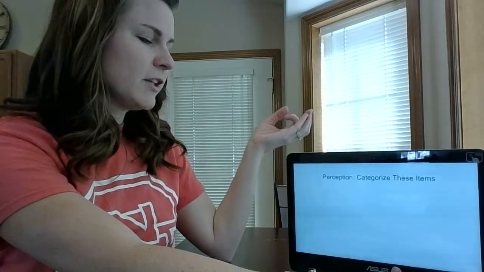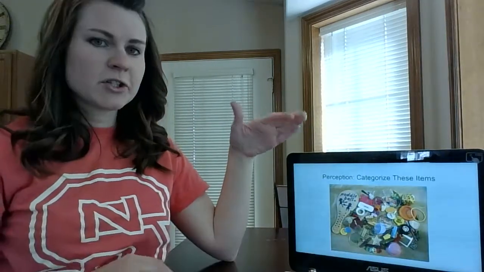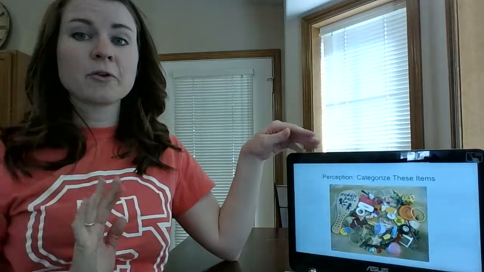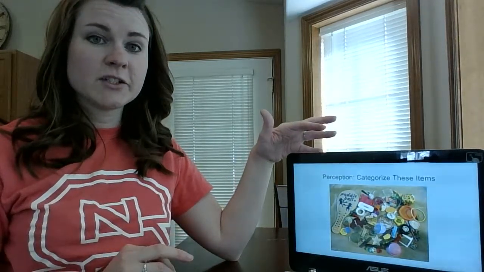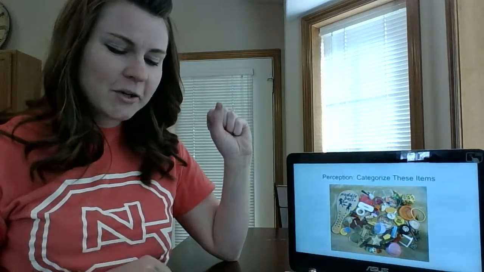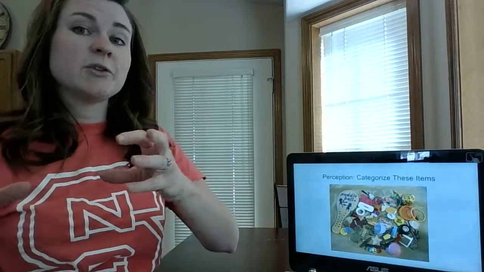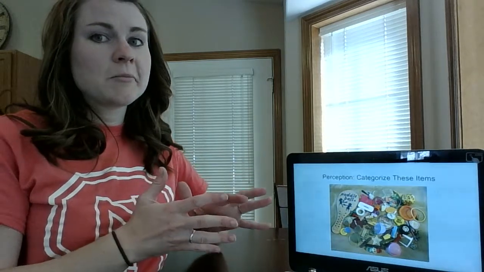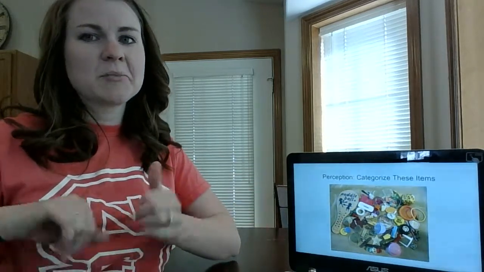So perception, to get an idea of what perception is, I want you to look at these items, and I want you to think about how you would categorize these items if you were asked to. Now that you've had plenty of time to do that, I want you to think how you did that. Did you put toys in one category? Did you base them on material, by color? How did you categorize them? Did you categorize everything, or did you kind of push them to the side?